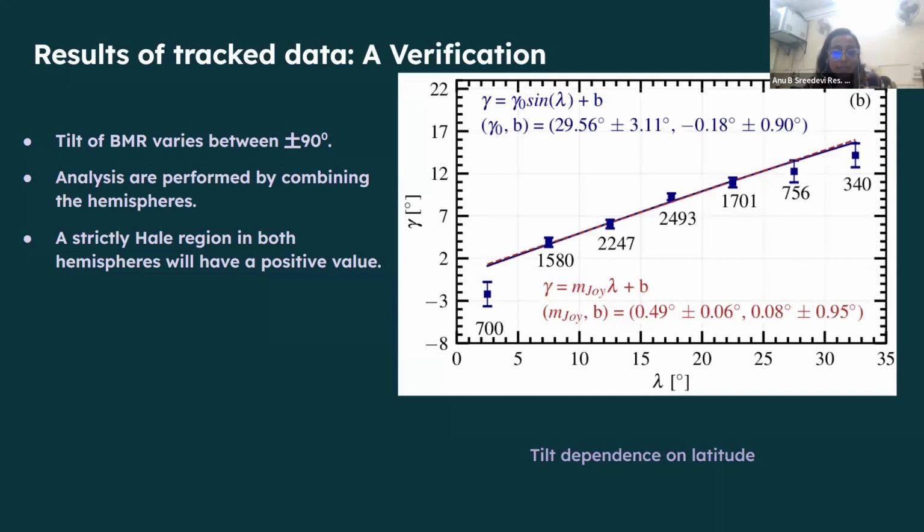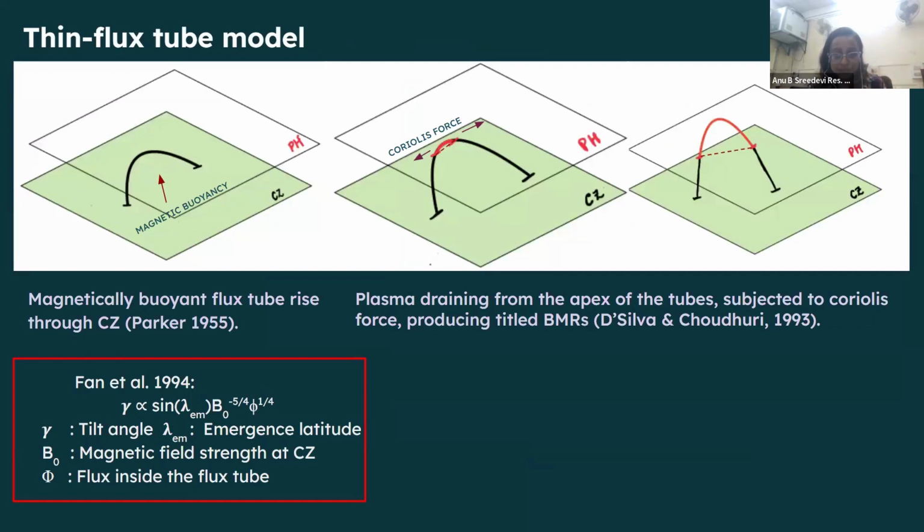Now coming to the Joy's law plot. In the trend between absolute latitude and the tilt, we see that higher latitude regions have a higher tilt. And the Joy's law slope also agrees with the previous studies. So our Joy's law trend also tracks. So it tells you, okay, you can trust the data, you can move ahead. With that, we come to the purpose of our study, the flux tube model.